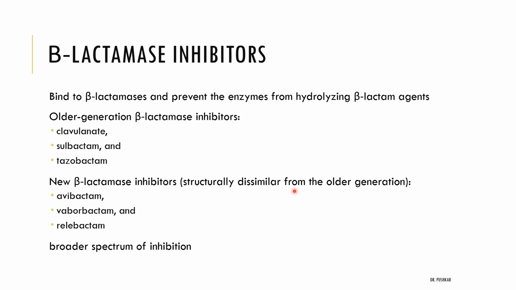But let's not concentrate on that. Just remember this, that there are some older generation beta lactamase inhibitors which are still widely used, such as clavulanate, sulbactam, tazobactam, as well as there are some new ones such as avibactam, vaborbactam, and relebactam. Okay, so these beta lactamase inhibitors give our beta lactam antibiotics a broader spectrum.